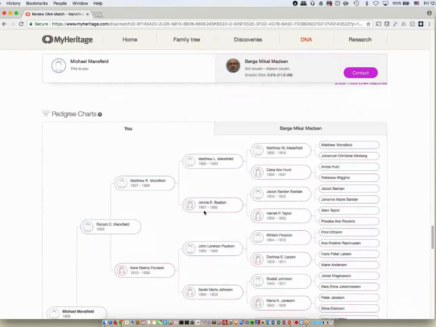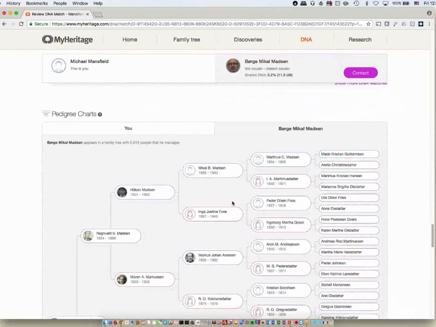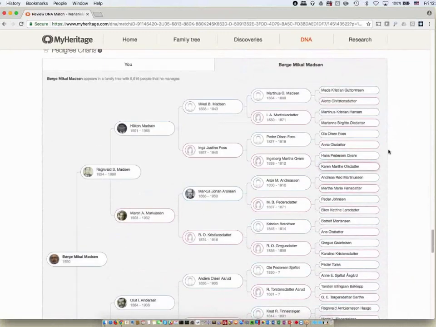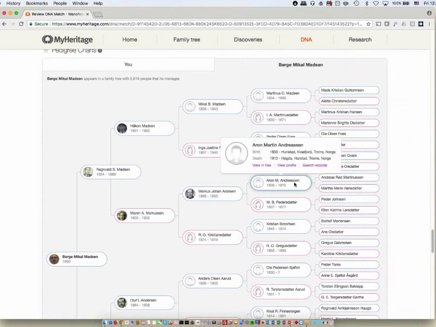One, I can see my chart out to 7 generations, and I can see his chart. This gives me the ability to look through his chart and see if I see any good, strong candidates. The one that immediately jumps out at me is this surname here, Andresen. This is a surname that I'm familiar with.